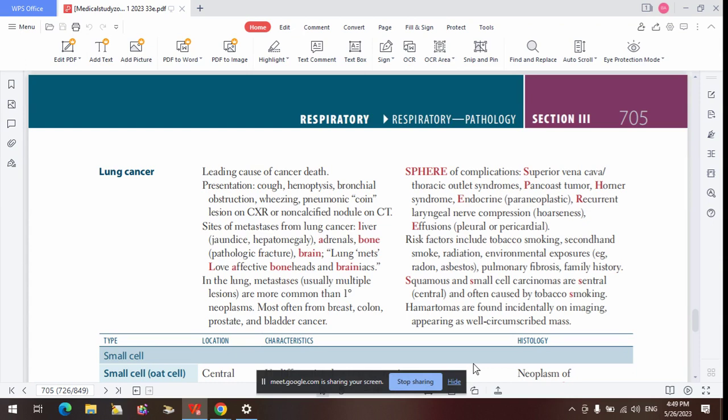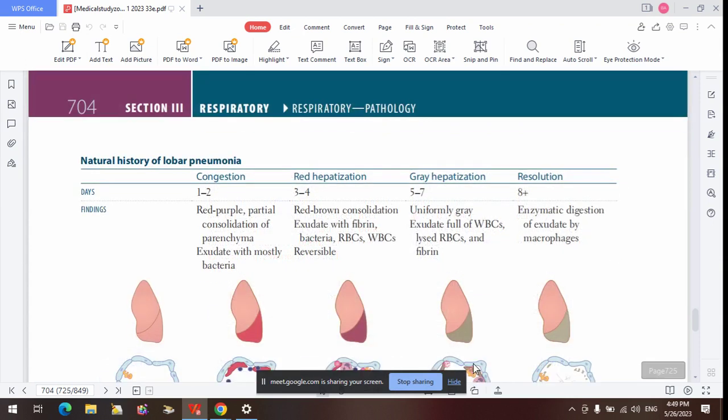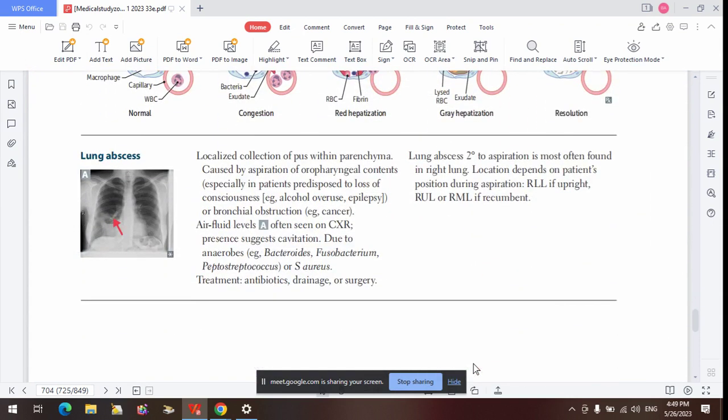So, when we're talking about abscess, we said it's caused by aspiration of oropharyngeal content, especially in people with this, or bronchial obstruction. Can you guys see that? Bronchial obstruction or aspiration, both of them can cause abscess. They don't work by the same mechanism. Aspiration is when you are taking it from the oropharyngeal region to the airway. Bronchial obstruction is you're obstructing that airway. Mucus is accumulating distal to that obstruction, and the abscess can develop from there.